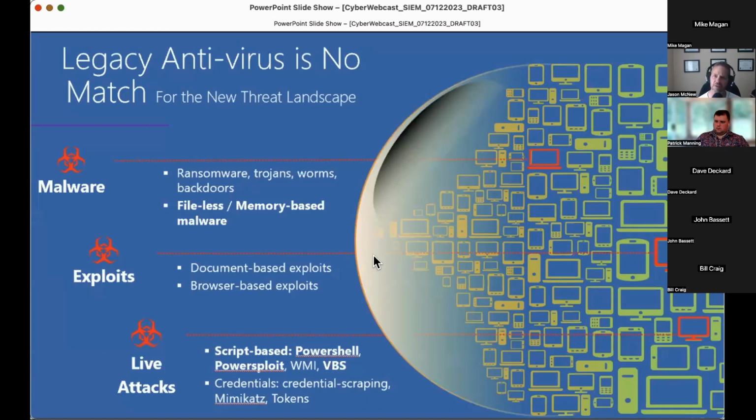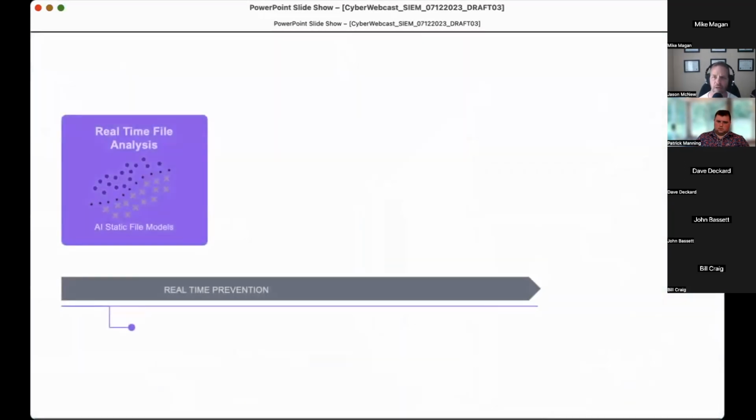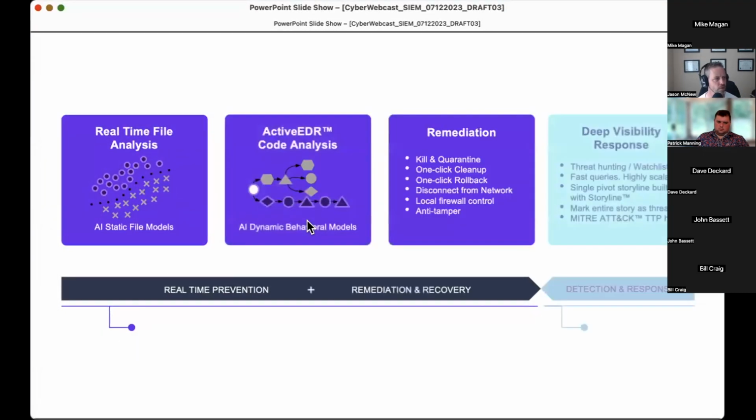I got ahead of myself. I kind of already covered this, but legacy antivirus, it's just simply no match. Click next. And then click next a couple times until we have the 4 squares here. This is sort of an engineering level slide. I won't spend too much time. I already covered this, but these are the things that EDR and MDR do: real-time file analysis, active code analysis, remediation. And here's the greatest thing about EDR.